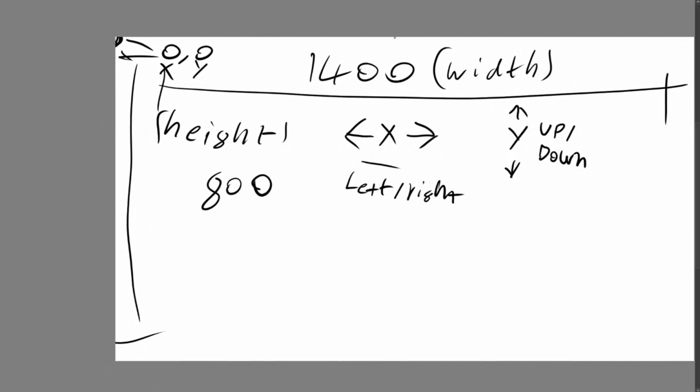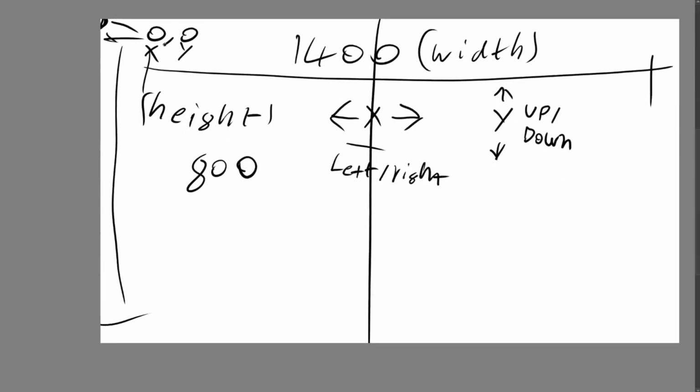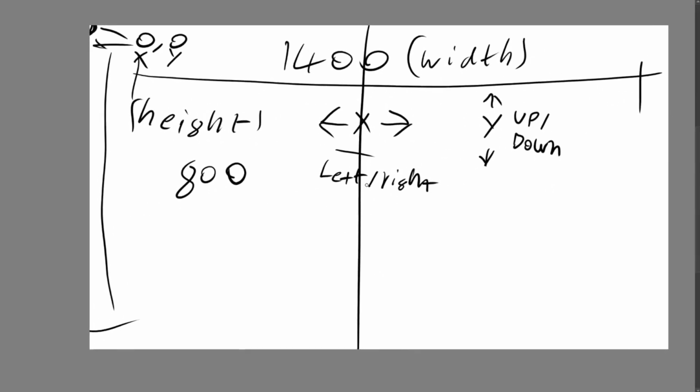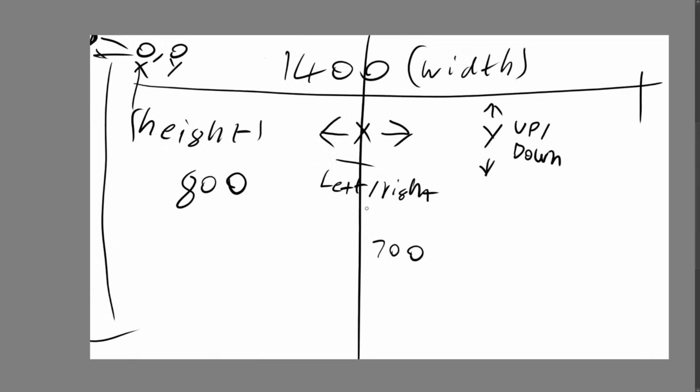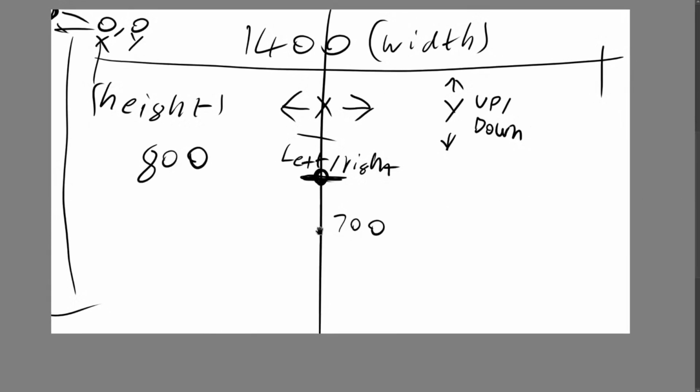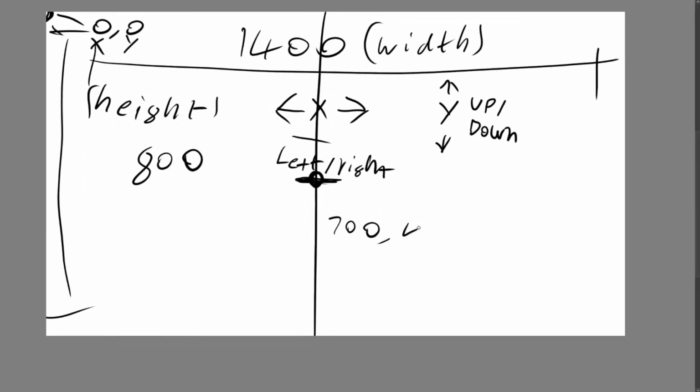So that means if we split it in half, an X of 700 is going to be half the screen. And then depending on our Y, if it's 400, it's in the middle. This is pretty much dead middle. Well, technically that's not dead middle, but let's just pretend it was. That's 700, 400. That's a point in space there.